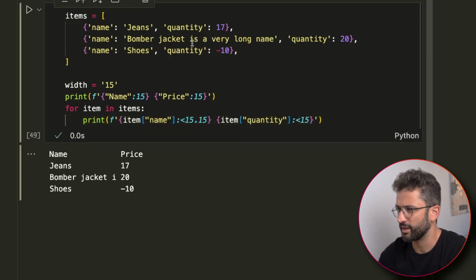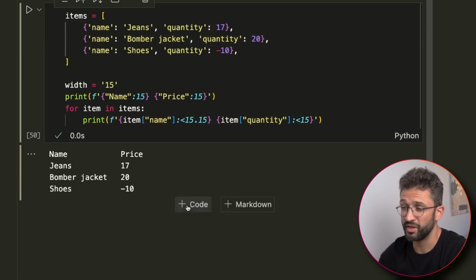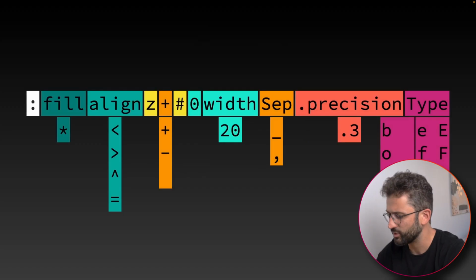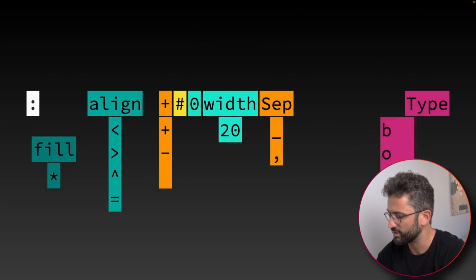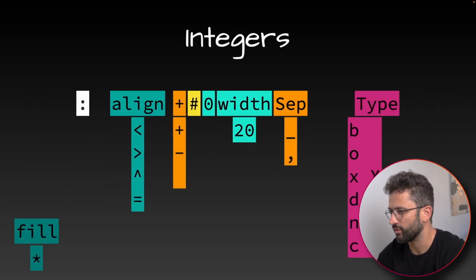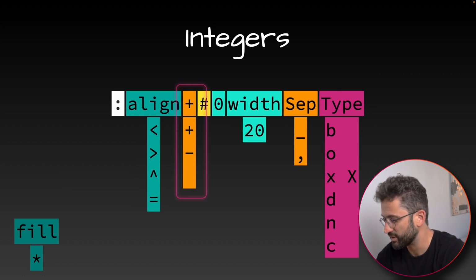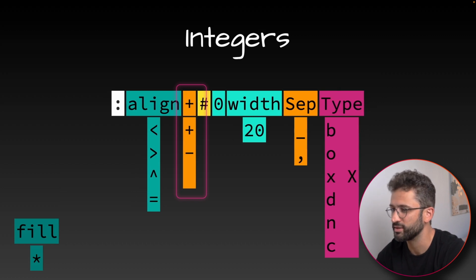And also let's get rid of this long name here so we have a nice separation of the field. So now we see that the things don't look terrible, but they don't look perfect. Since we're dealing with integers, we have these options for formatting integers. We can see that by preceding the width field with a plus character, we tell Python to show the plus sign even for positive numbers.